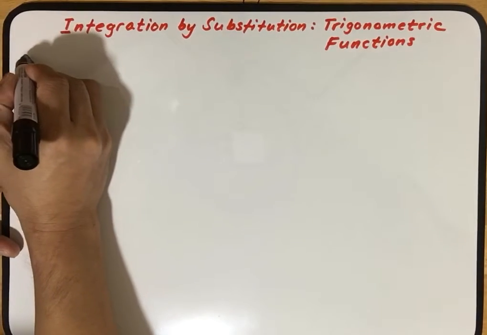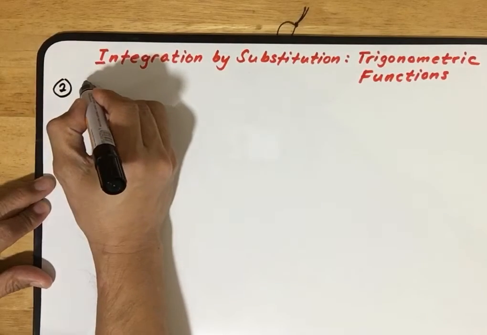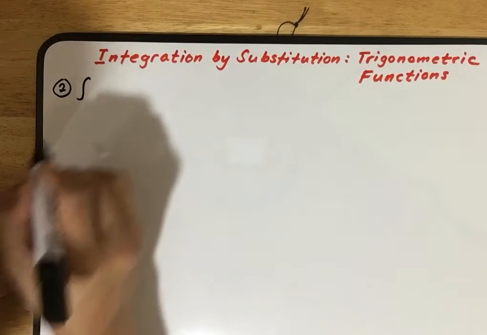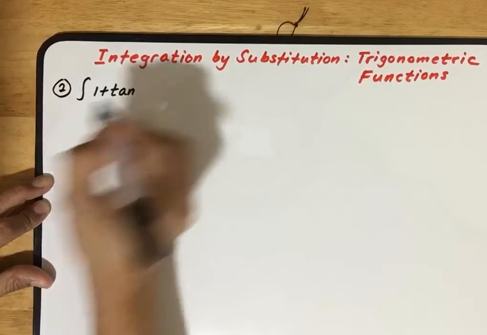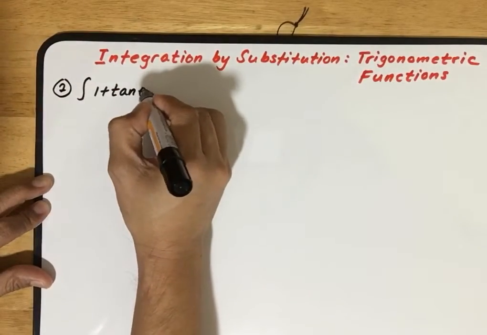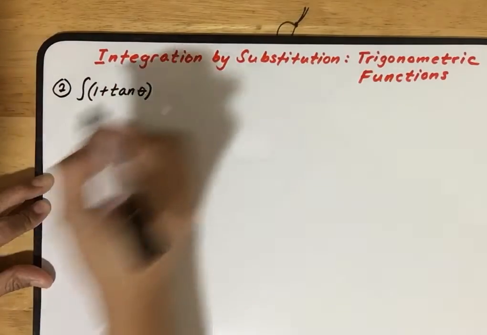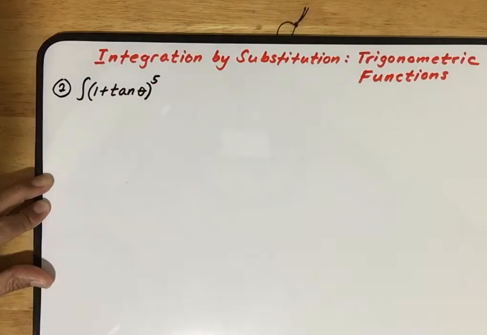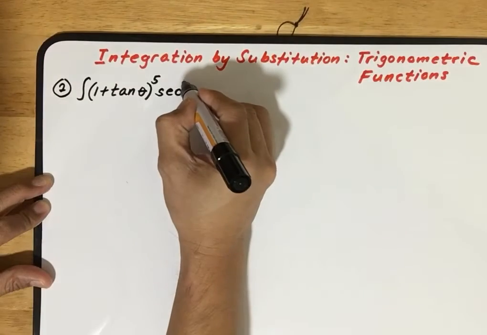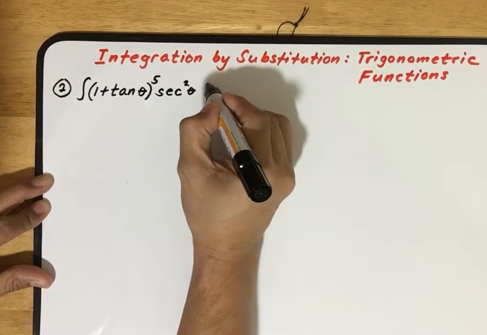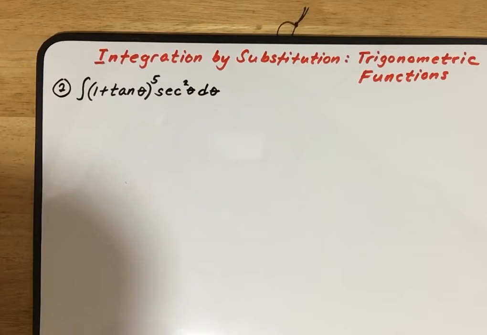So our second example. We're given the integral of 1 plus tangent theta, and this whole thing here is raised to a power 5, then multiplied by secant squared theta d theta. Okay, so that's our given.